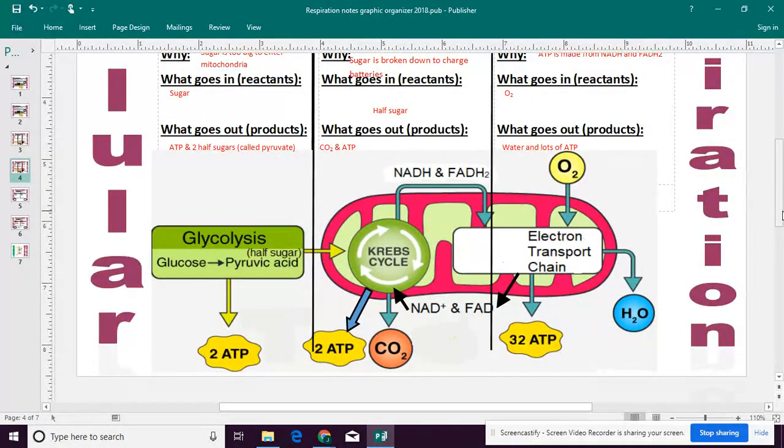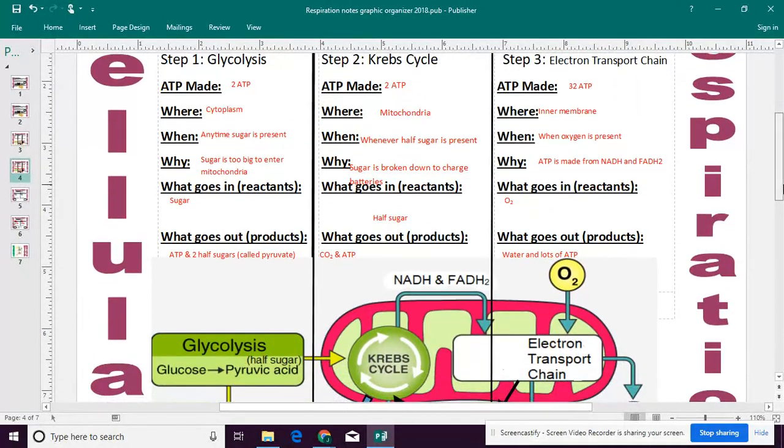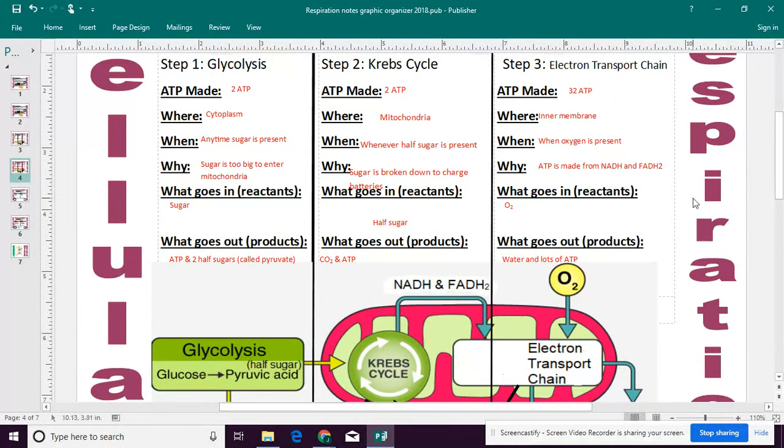All right, last step, step 3. Step 3 is called the electron transport chain, and this is where most of our ATP is made. In this case, we're going to make 32 ATP. If you're keeping track, it's going to be a total of 36. So 32 plus 2 plus 2 means in this whole process, we're going to have a total of 36 ATP. And this is occurring on the inner membrane of the mitochondria.